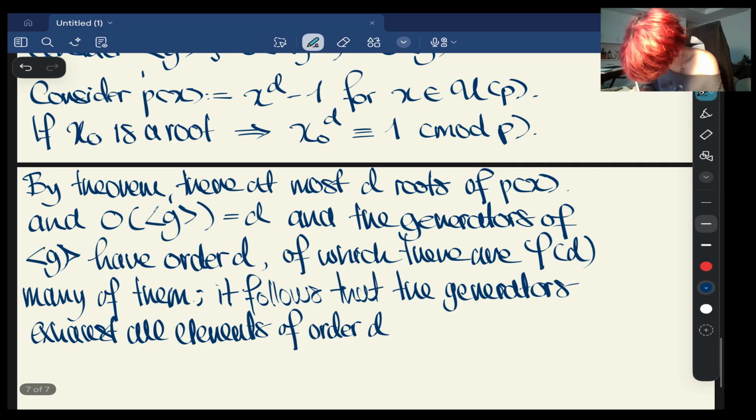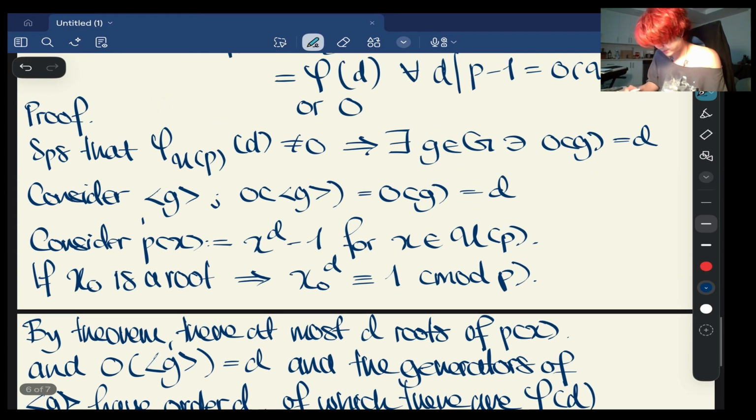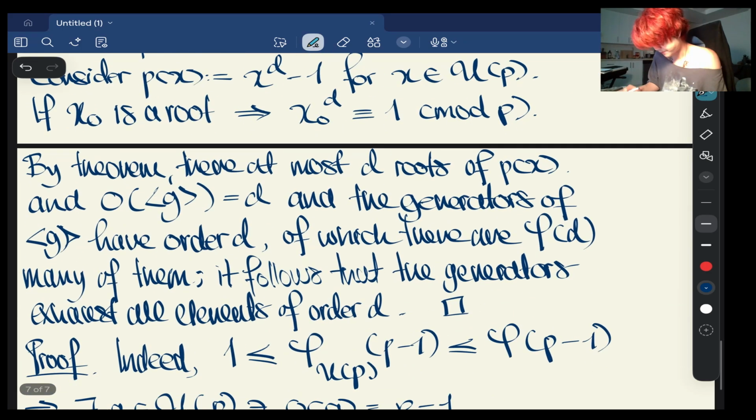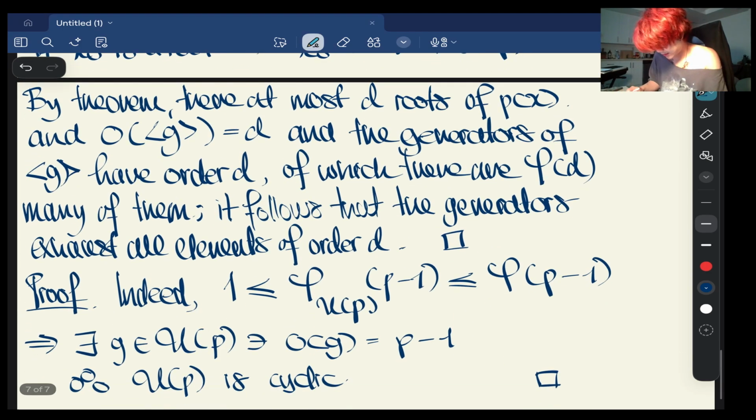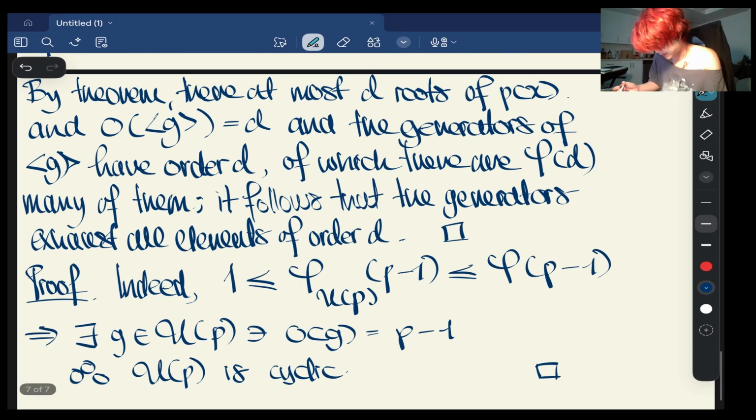Indeed, 1 is less than or equal to phi(p minus 1), which is less than or equal to p minus 1. This implies there exists g in U_p such that the order of g is equal to p minus 1. Therefore, U_p is cyclic. Awesome. So recall that the lemma works for all divisors of p minus 1, and obviously p minus 1 divides itself. So we get this inequality.